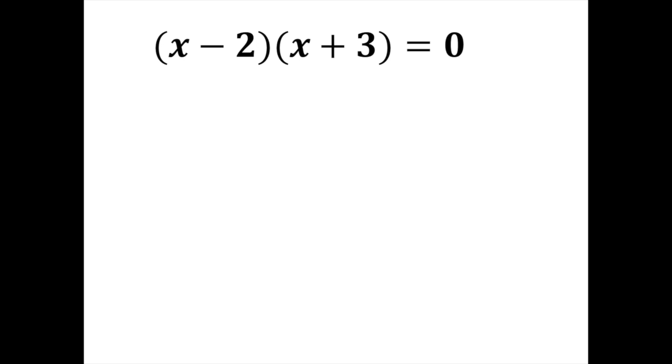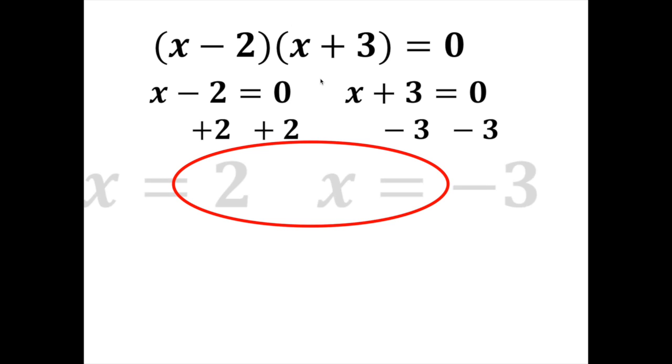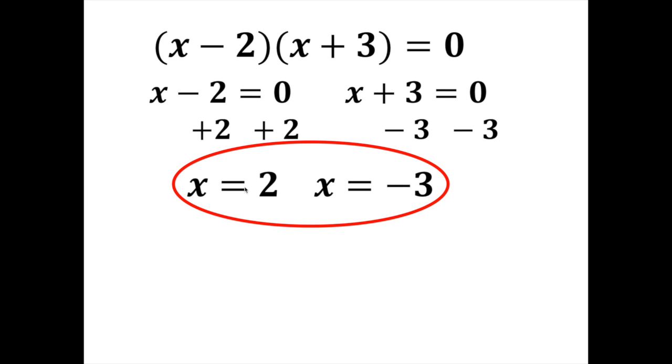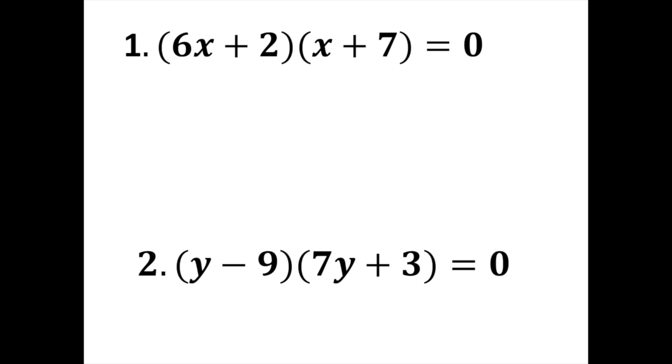Those of you who are drawing a blank at this one, if you remember, what we're going to do here is we're going to set this x minus 2 equal to 0. Then we'll do x plus 3 equal to 0. We find out that our answer is x equals 2 and x equals negative 3. x equals both of those values. All right, now you try these two. Go ahead.